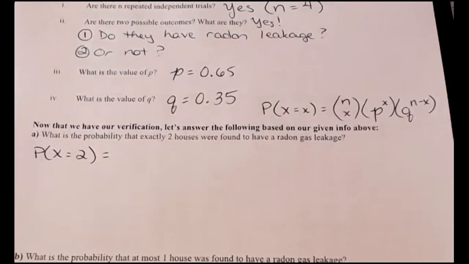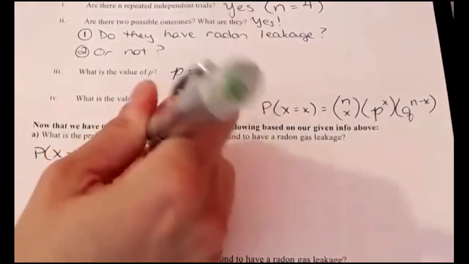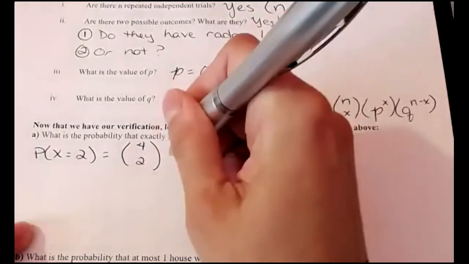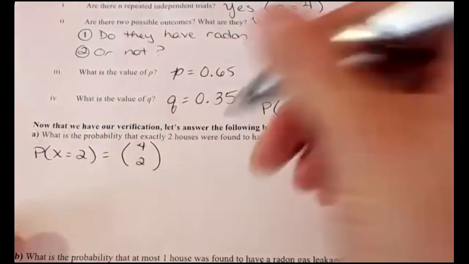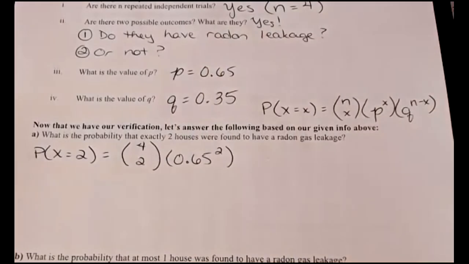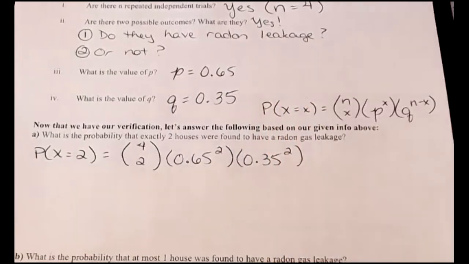It's going to be helpful to talk through it as you do it. We had 4 total houses, so that's n. And we want exactly 2 of them to have radon gas leakage. So the probability of success, 0.65, you raise to the second power. If 2 of them have gas leakage, then the other 2 won't. So the probability of failure is 0.35, squared, for those 2 that do not, out of the 4 houses. Any questions on that?